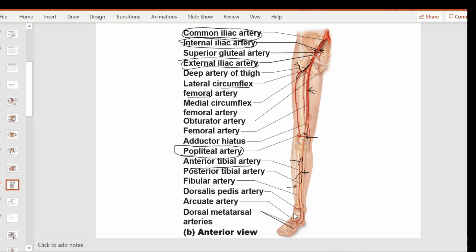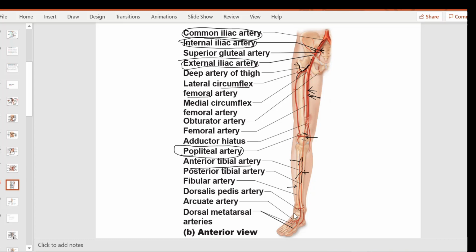Okay, so in the leg, two tibial, anterior in front of the tibia, posterior behind the tibia, and fibular is only one. So two tibial, anterior and posterior, and one fibular. And those are the two bones, you know, tibia and fibula in the leg. So these arteries are named after the bones, right? Here femoral, femur, and in the leg tibial and fibular.